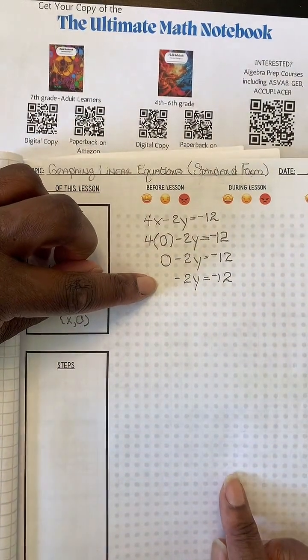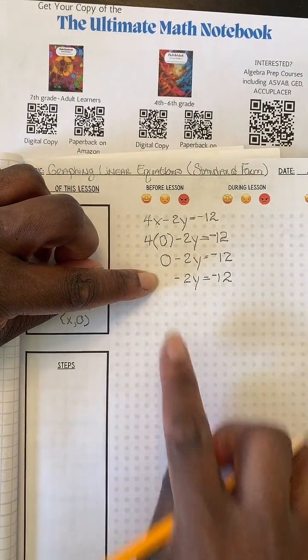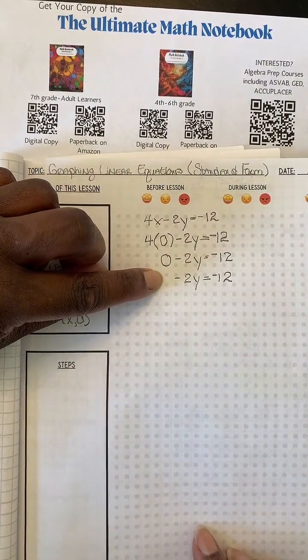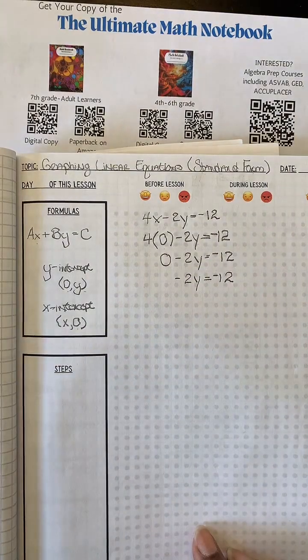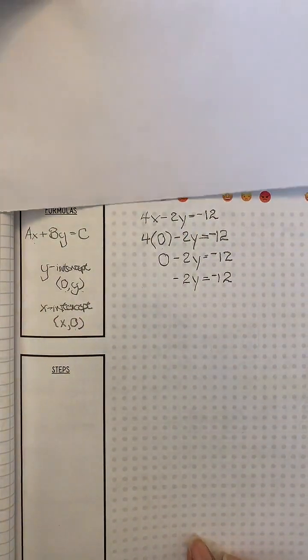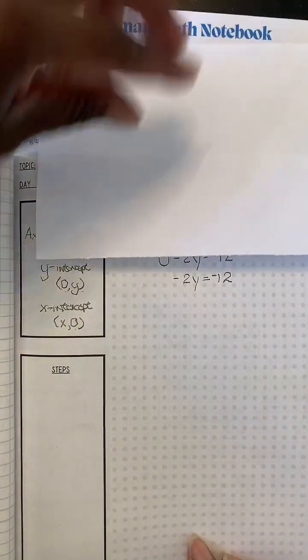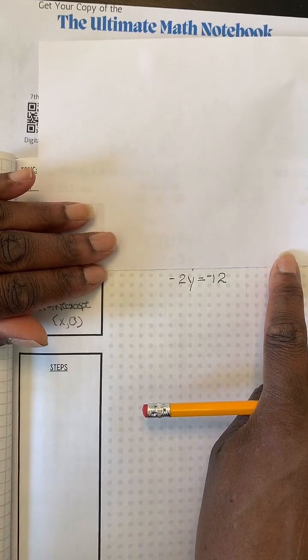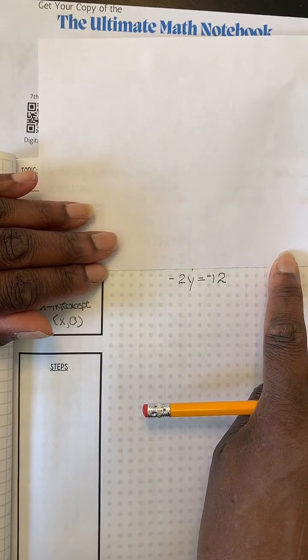And notice that I'm using my paper. I'm writing in between the dots, but if I want to make them bigger, I can make them bigger as well. Now, let me cover some things up, because this is the one thing a lot of people get confused on. What should I do next? Now you're just going to focus on that negative 2y equals negative 12.